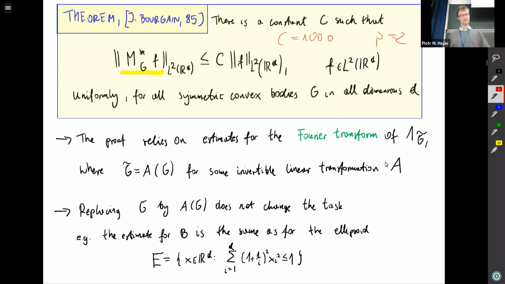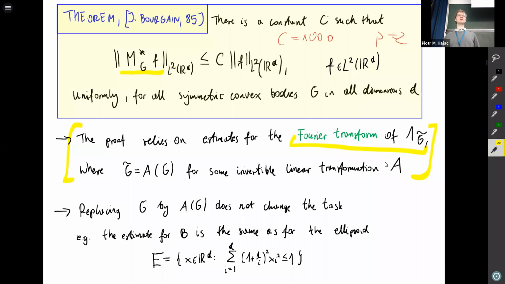Okay, so I'm not going to say how this point below is true, but the crucial point for us is that the proof relies very, very much on properties, on computations and estimates for the Fourier transform of this set 1_G. In a moment, I will tell what G tilde is. So I want to convey the message that the Fourier transform estimates are at the heart of the proof, even though we had the maximal function in front.